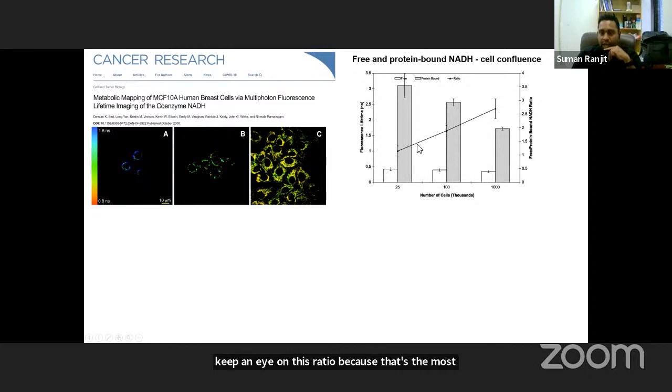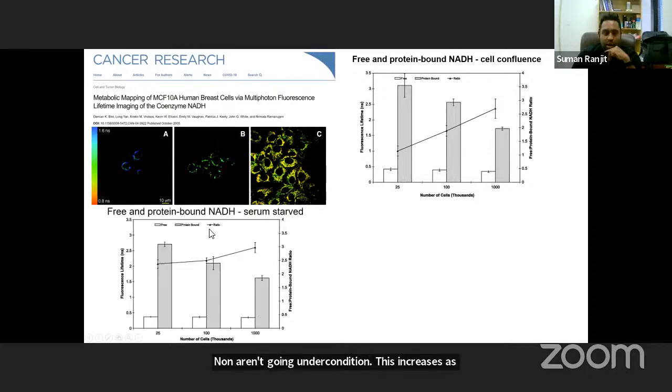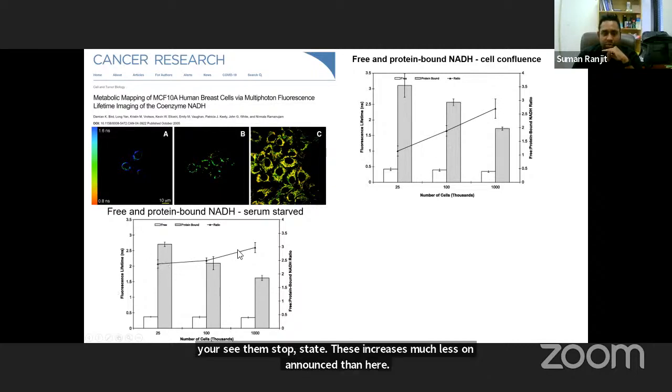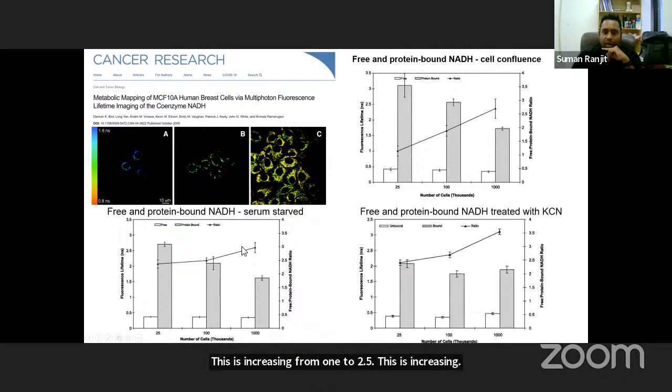In a normal cell growing under normal conditions, this increases as your confluency increases. Now, in your serum-starved state, this increase is much less pronounced. This is increasing from 1 to 2.5, and this is increasing from 2 to 2.5, so it's less than half. Now, when they're treated with potassium cyanide, which basically promotes glycolysis, you see a similar decrease in the free to bound NADH ratio as you increase the confluency, so it sort of starts behaving like a serum-starved cell. So that was the first indication that fluorescence lifetime of NADH can be used for looking at these sorts of metabolic changes.